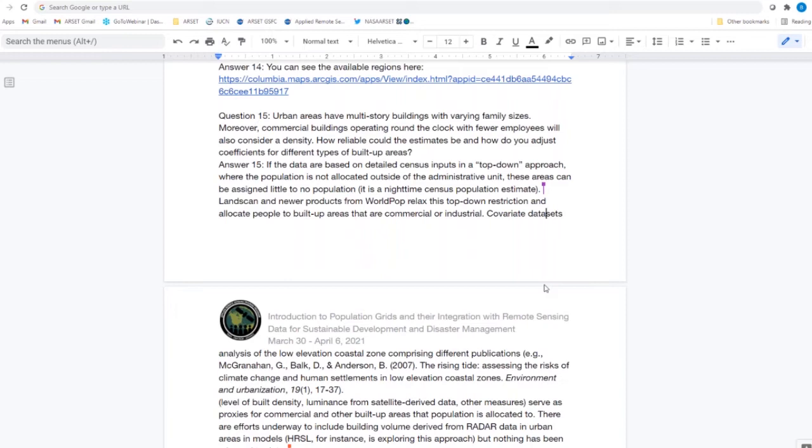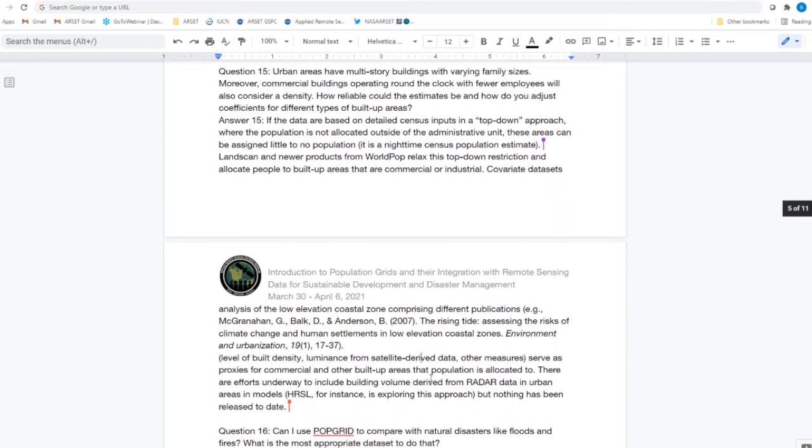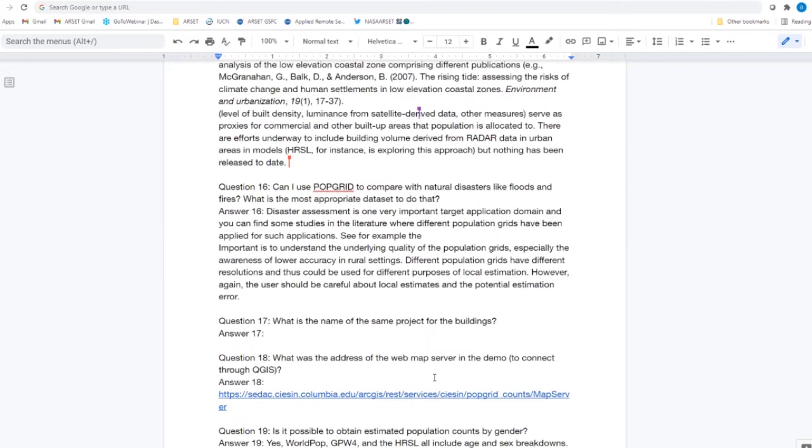I provided a link somewhere. I don't really see the question in front of me right now, but it relates to the low elevation coastal zone literature. There are quite a few publications. We will update a few more of these because this is one of the classic examples of estimating how many people are actually living in coastal zones and what is the potential size of the population affected by sea level rise in the near future, for example. This is just one example.